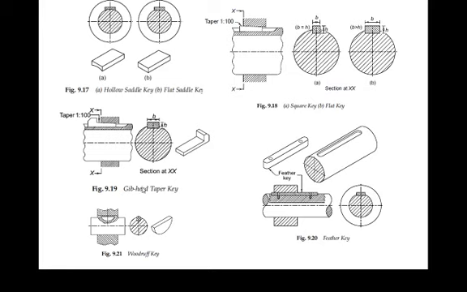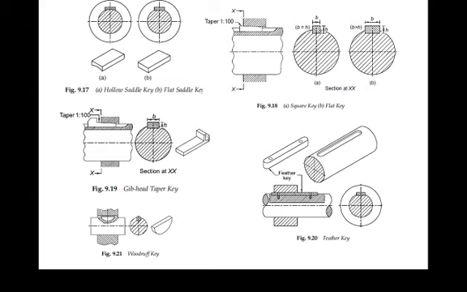Then the next one is the gib head key. The gib head key is a rectangular key where a gib head is available for easily inserting into the portion. It will have a taper of 1:100. This type of key, by using a hammering operation, we can remove and we can insert.